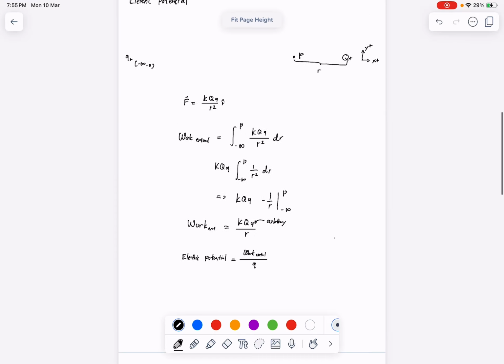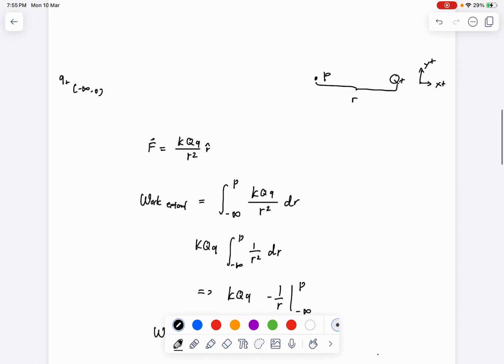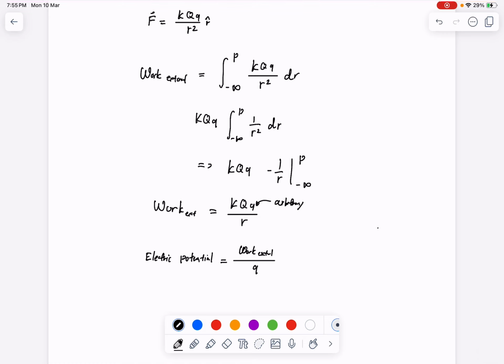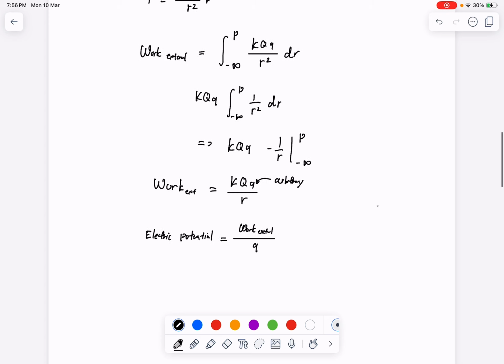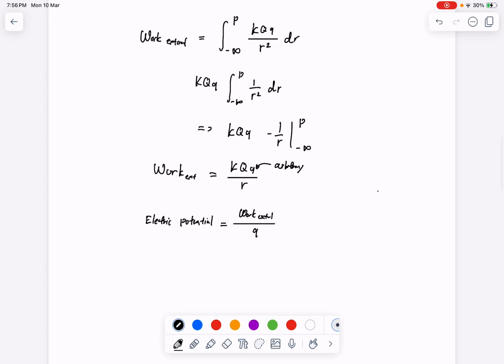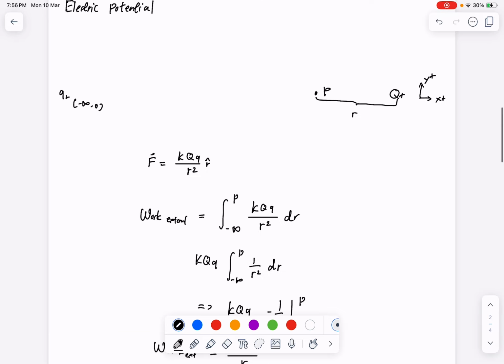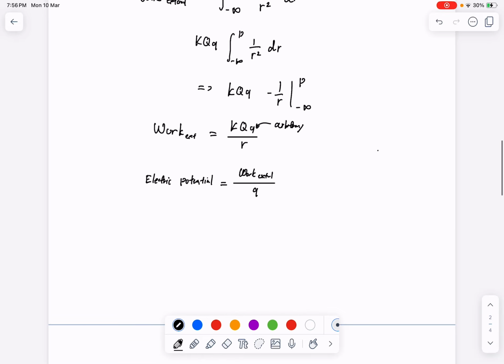That means the work I need to do to bring this charge from negative infinity to P per unit charge, divided by the charge that I'm moving. This may seem a bit abstract. And we want to write electric potential in terms of big Q's electric field. How do we do that?